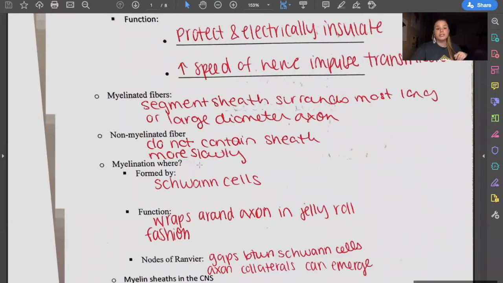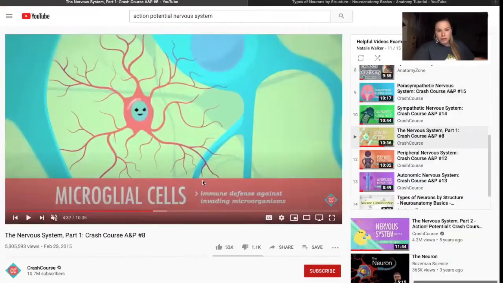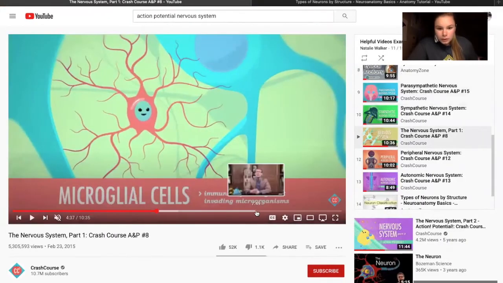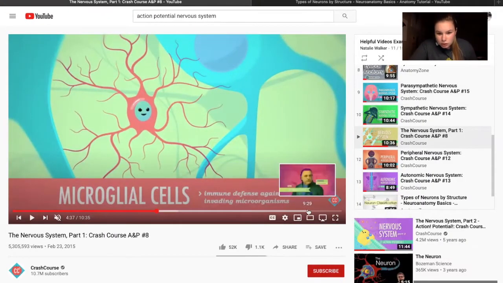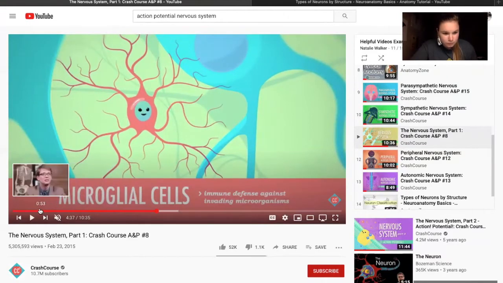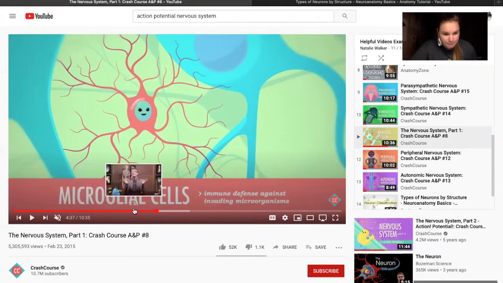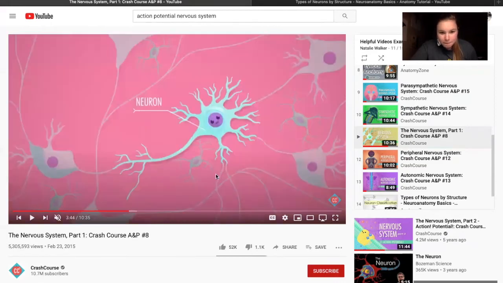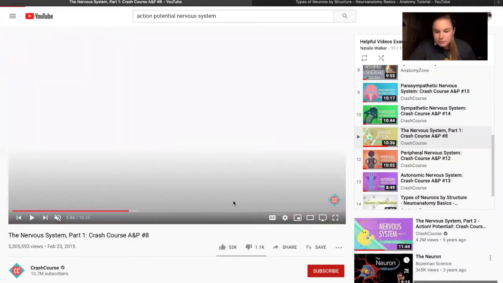So myelination is formed by Schwann cells, and its function is to wrap around the axons in a jelly roll fashion. Okay, so which pretty much looks like, give me a neuron, come on. Okay, that doesn't want your myelination on it. Oh, there it is, there's one.